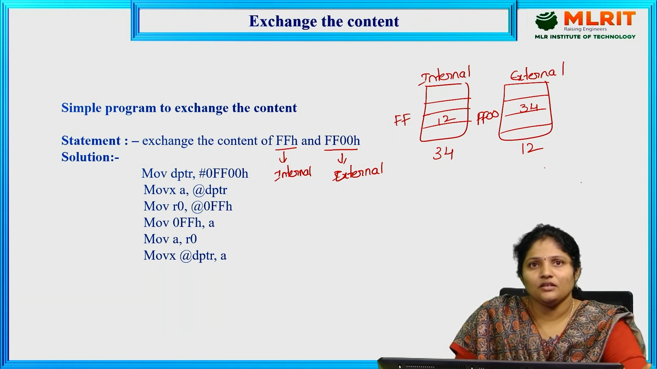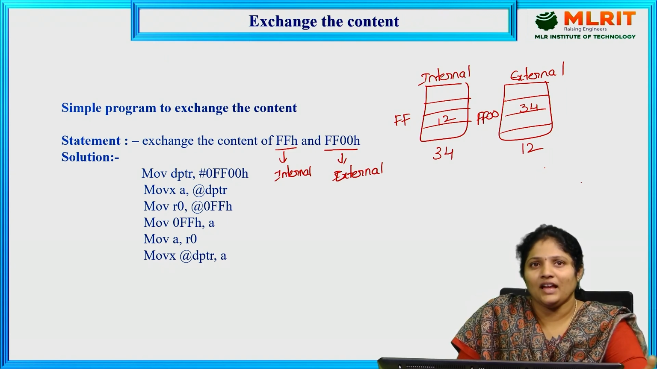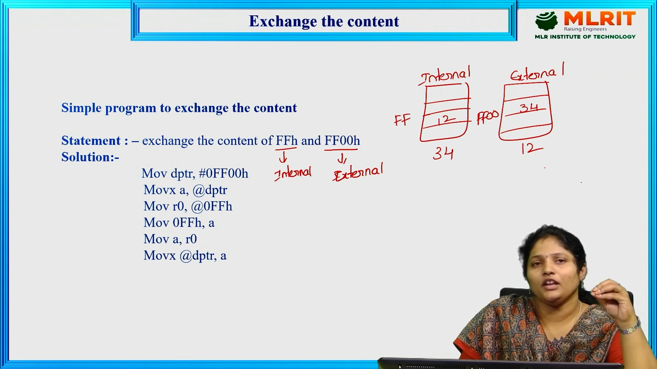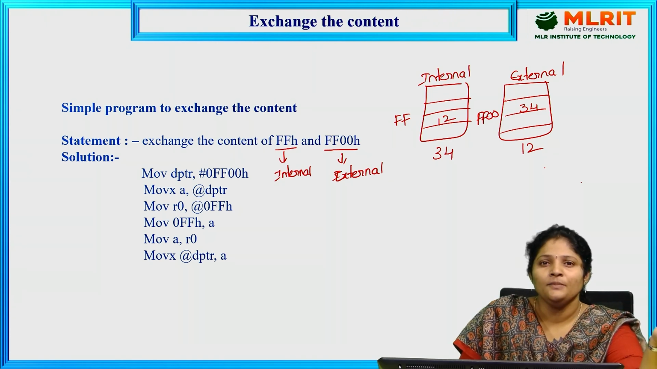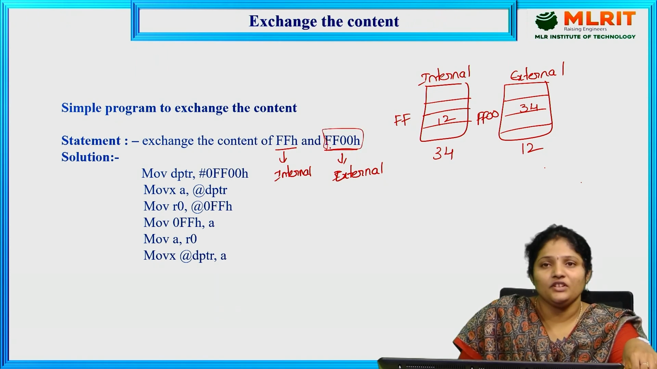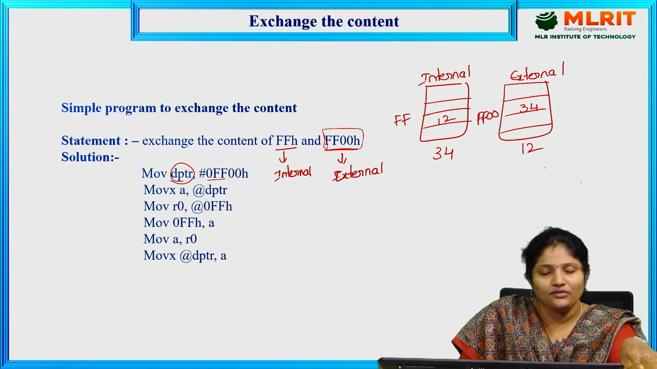The first thing is, we need to access the data present in the external location, right? So how will we access the data present in one particular address location? If we need to access the external memory or external data, in 8051 we can use only one register to access the external, which is nothing but DPTR, the data pointer. DPTR is a 16-bit register which is used to access the external data. So that's why the external address which they gave has been loaded into the DPTR. We are moving that address to the DPTR.